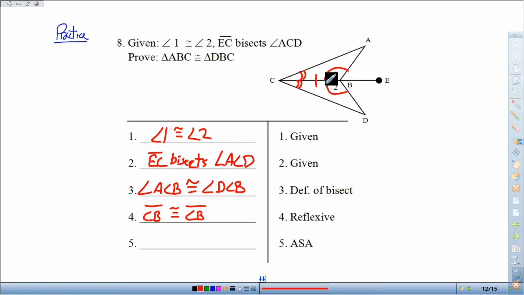All right, I'm looking at my triangles. I got 2 angles and a side in between. Angle, side, angle. Yep, that's what I expected. All right, so now I can write out my triangle congruent statement. Triangle ABC is congruent to triangle DBC.